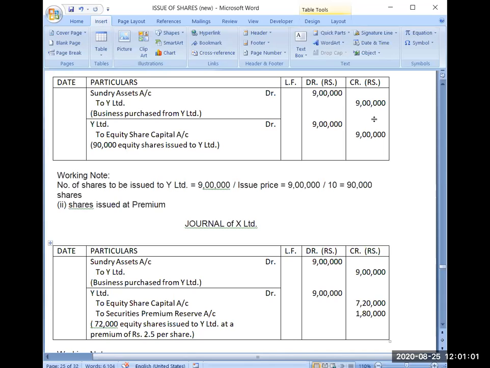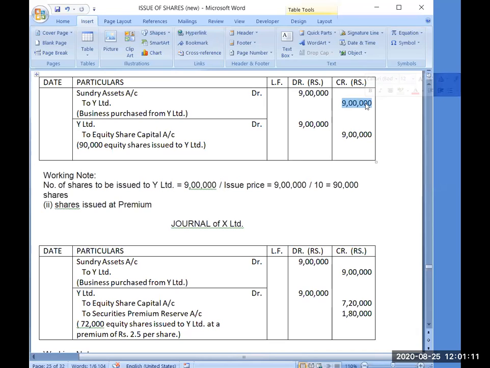This amount which you have to pay to Y Limited, which amount is due, what do we technically call it? I have spoken this word 3-4 times in the class. Can you name it? It is called purchase consideration. The amount which you have to pay to the vendor. Clear?